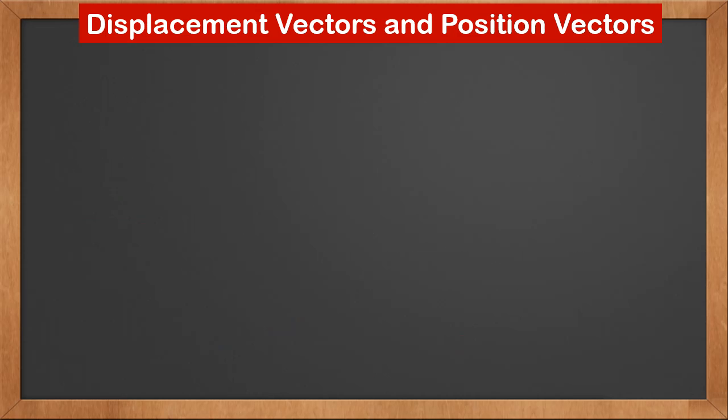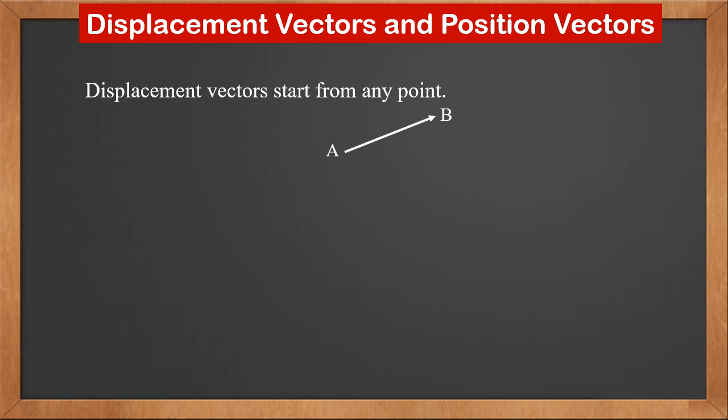There are two kinds of vectors, displacement vectors and position vectors. Displacement vectors start from any point. For example, this vector starts from A and ends at B. It is written as AB with an arrow on the top.